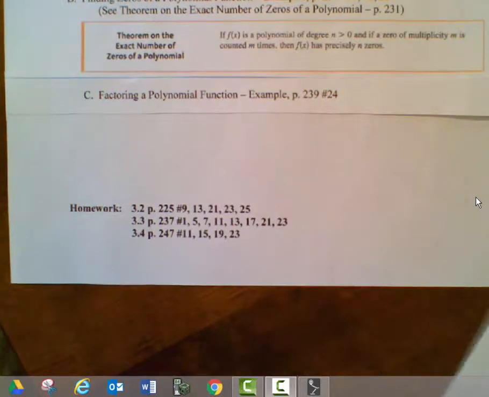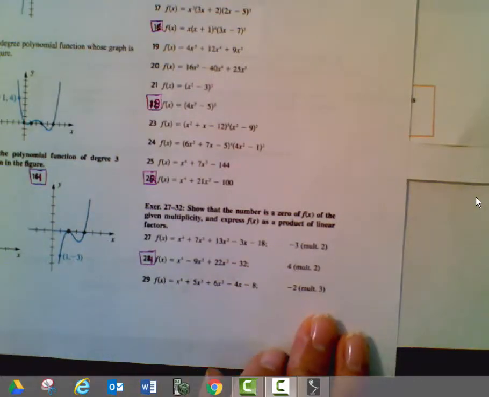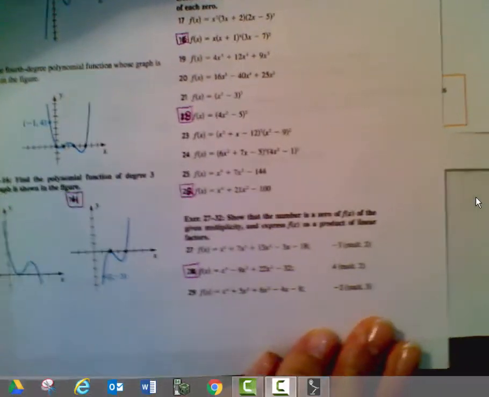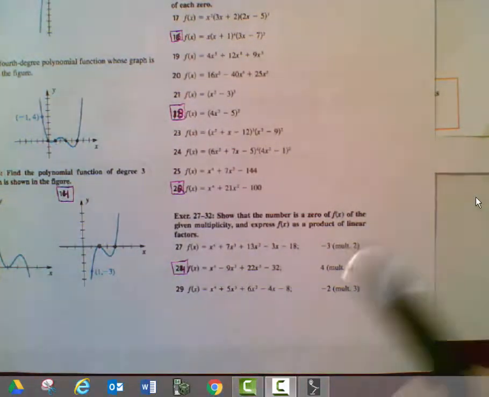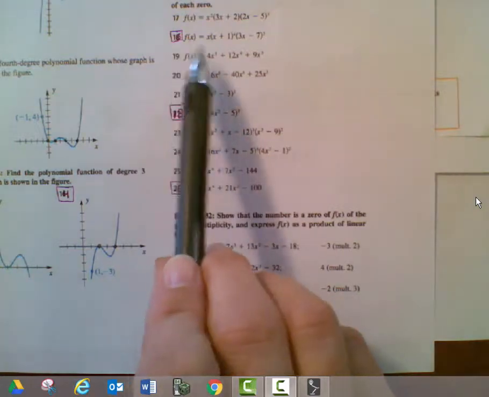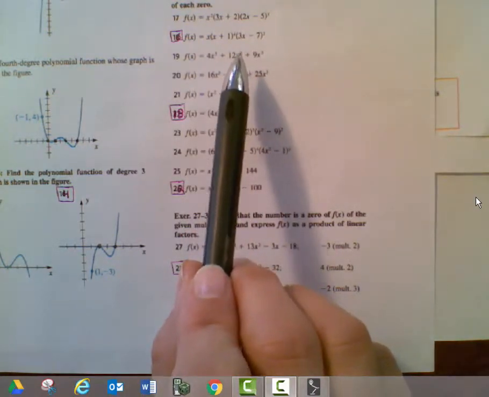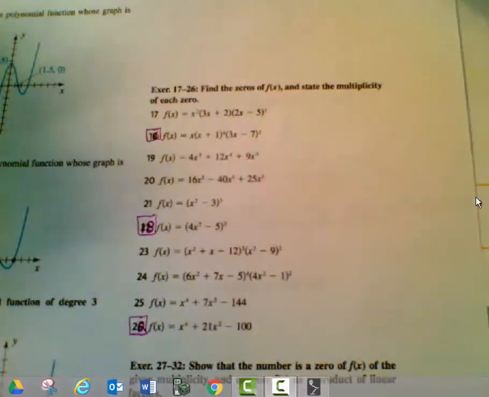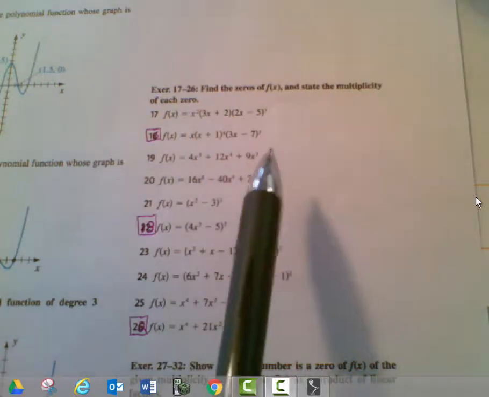These just say, find the zeros of the function and state the multiplicity of each zero. Number 16, I'm not even going to write this one down because it's easy to look at that and see the zeros of the polynomial.